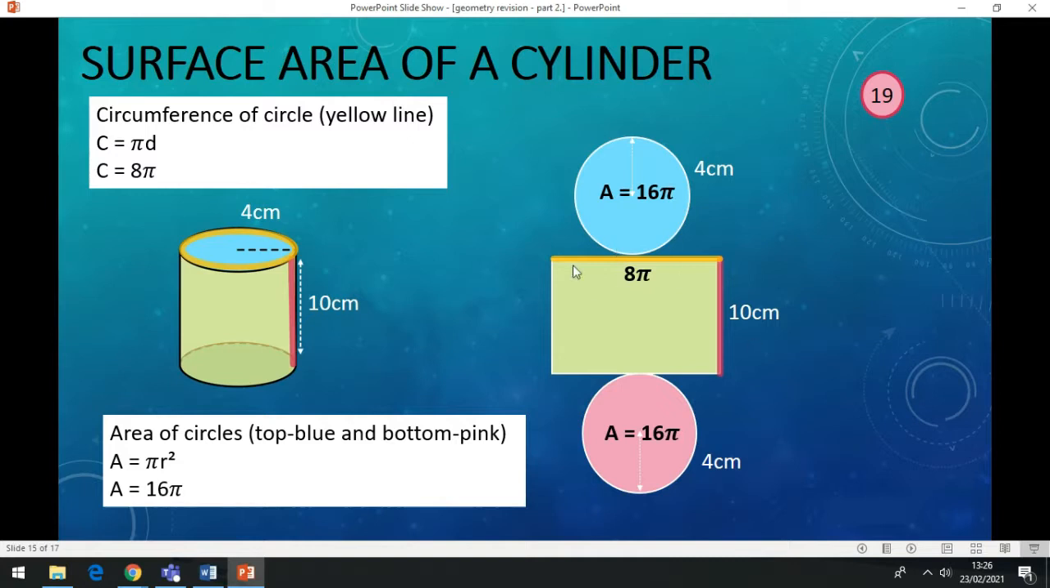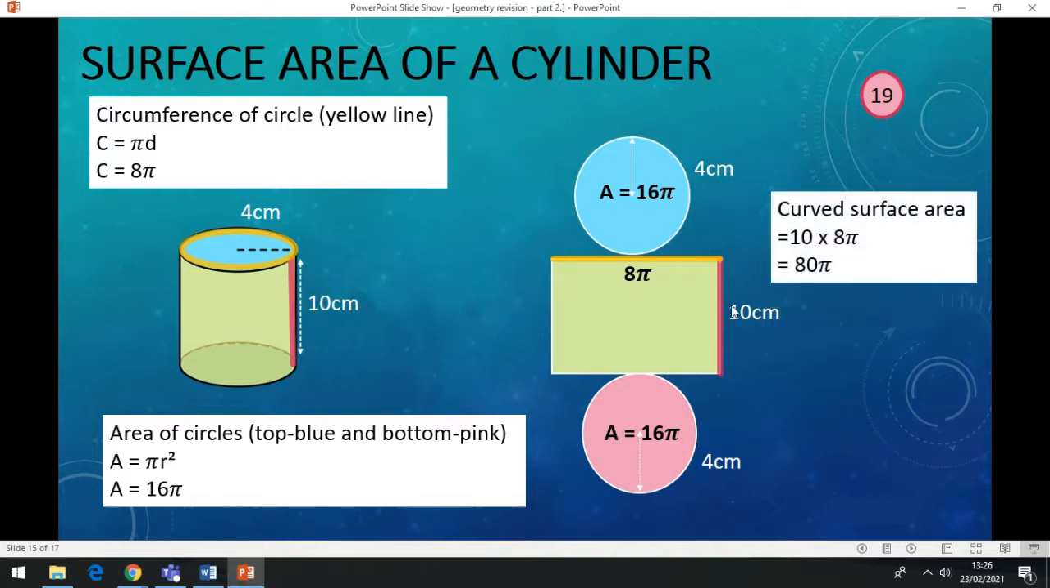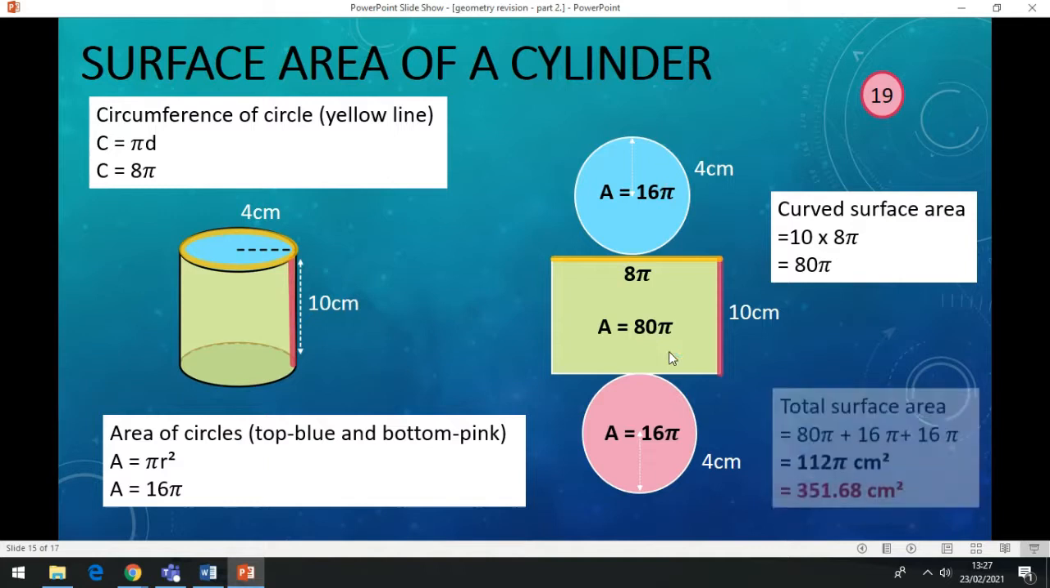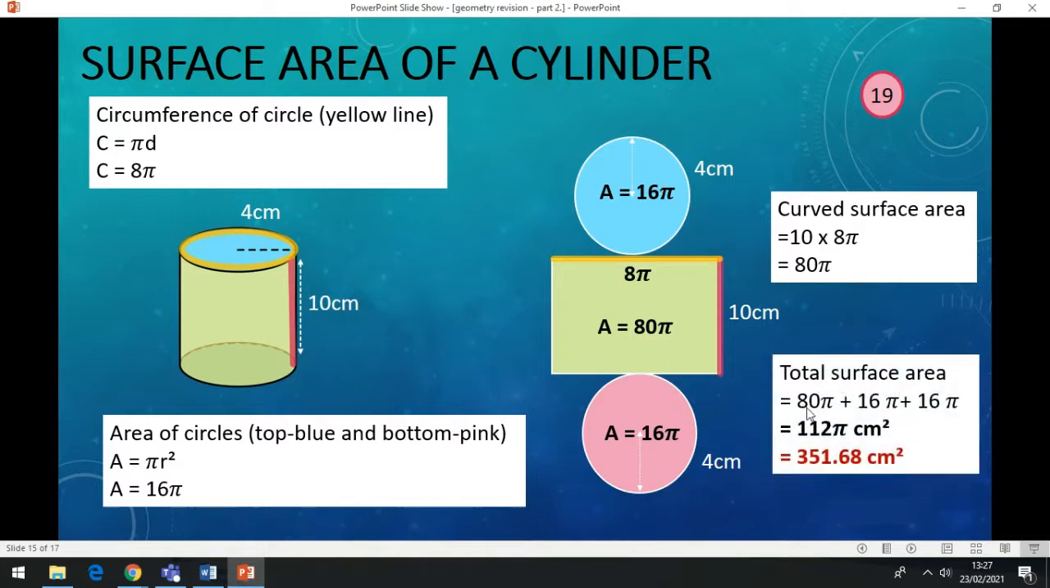I need to find the area of this bit here that wraps around. Well, I know the height of that was 10 because it told me so here. So I'm going to do 10 times 8, which will give me 80 pi. Then I can add up all of those. So my total surface area is going to be 80 pi plus 16 pi plus 16 pi, which gives me 112 pi. And if I'm asked to work that out as an answer, I can put that into my calculator, 112 times pi, which will give me 351.68 centimetres squared.